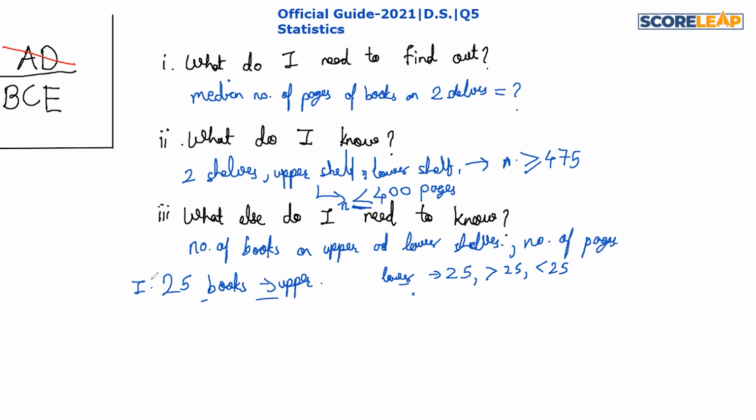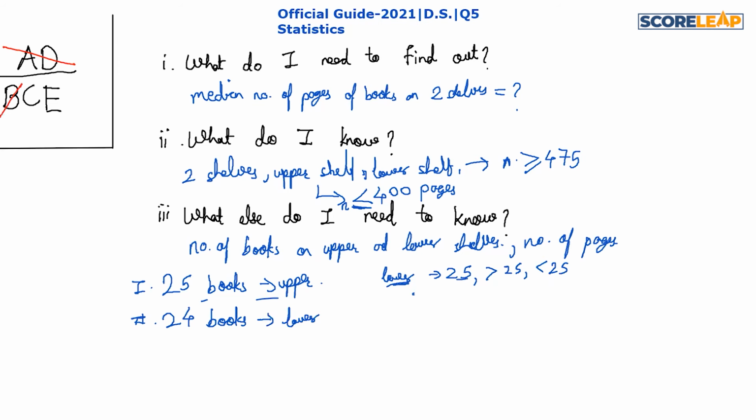Now let us jump to statement 2. Statement 2 says that the lower shelf has 24 books. Alone, this doesn't give any information about how many books the upper shelf has, and it doesn't give any information on the number of pages. The same logic can be applied here: based on the number of books in the upper shelf, the median might shift to the lower shelf, the upper shelf, or the average of both. So statement 2 is also not sufficient, and we will cross out option B.